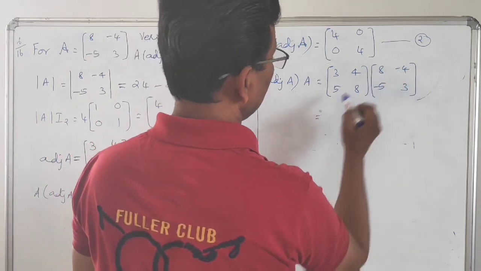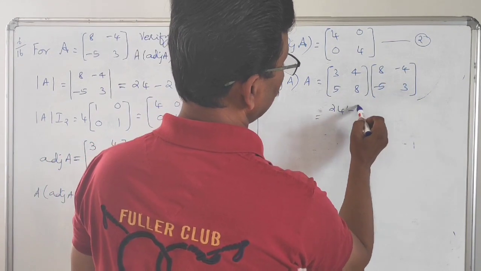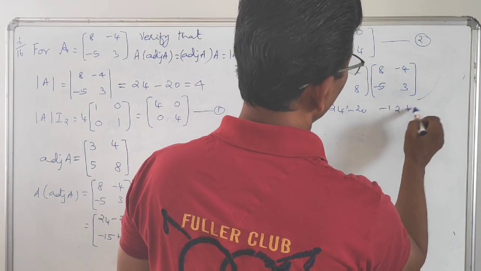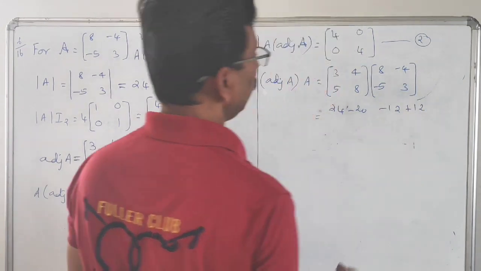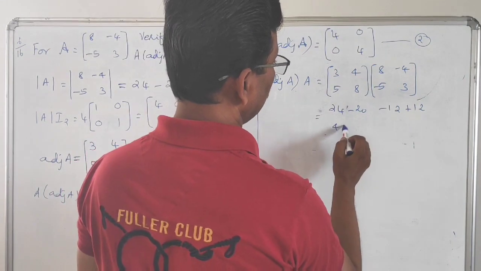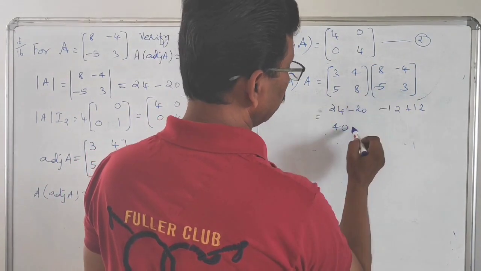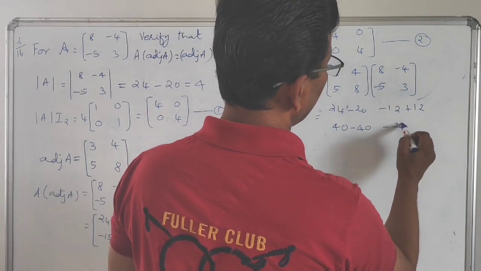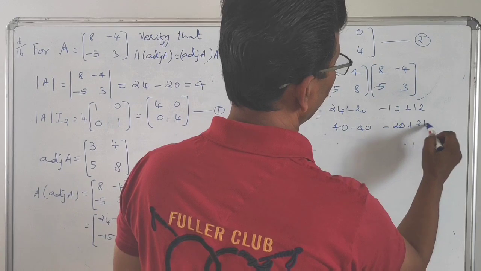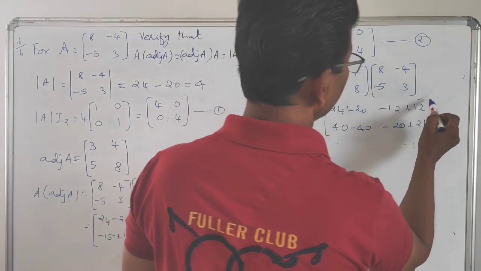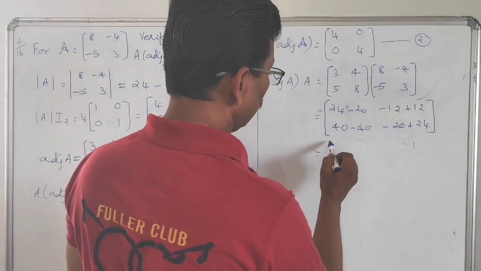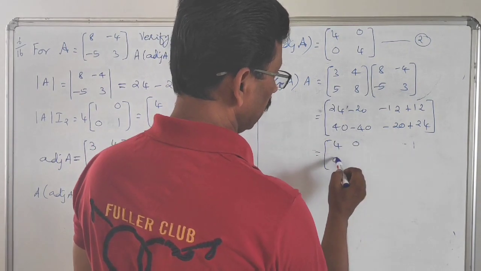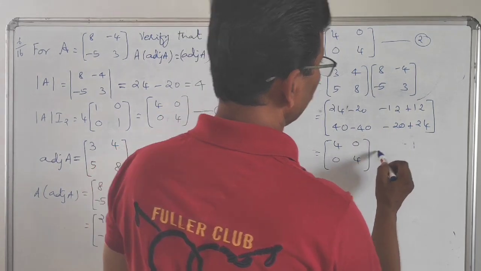3 8s are 24, then minus 4 5s are 20, then 3 into minus 4, minus 12, then plus 4 3s are 12. Then we can take 5 8s are 40, then 8 into minus 5, minus 40. Then we get 5 into minus 4, minus 20, plus 8 3s are 24. Now after this, if you simplify, you can get the result as 4 0, here also 0 4. Now you can take this as equation number 3.